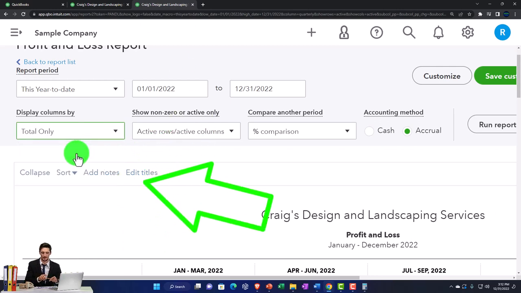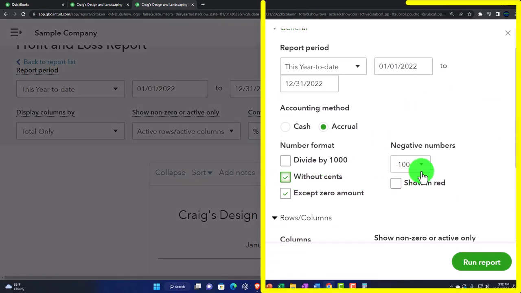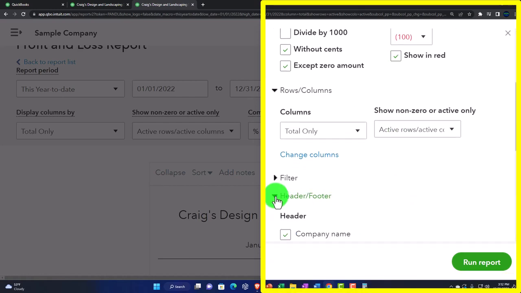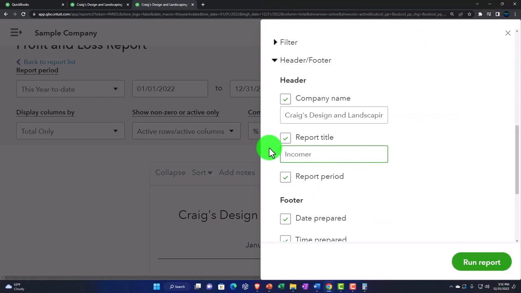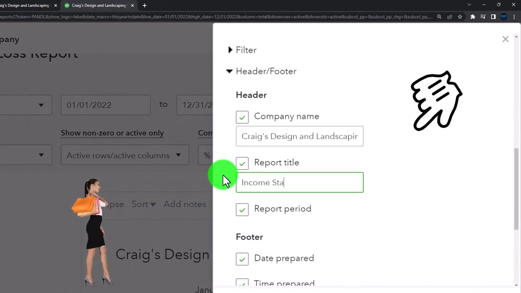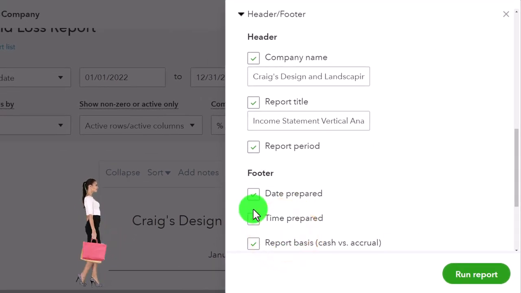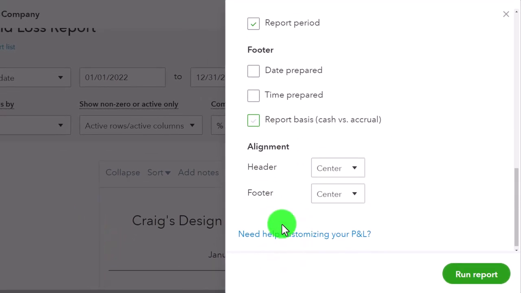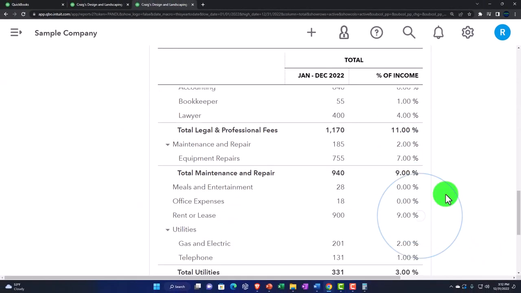I'm going to go back to the totals, and then I would customize it up top and get rid of the cents, brackets, red. This is what we do every time if I was going to give it to someone externally. I'm going to change the header. I'm going to make it income statement vertical analysis, and then get rid of the date, time, report basis, boom, and run it. So there you have it.